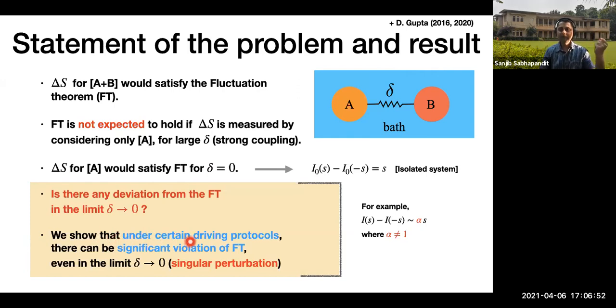What we find is that under certain driving protocols, there can be significant violation of the fluctuation theorem. Basically, you will see that deviation from the fluctuation theorem even in the limit delta going to 0. So in that case, delta going to 0 is a singular perturbation. It's not a regular perturbation. And deviation might mean it might even be linear, but with a different alpha not equal to 1, or it can be something else.